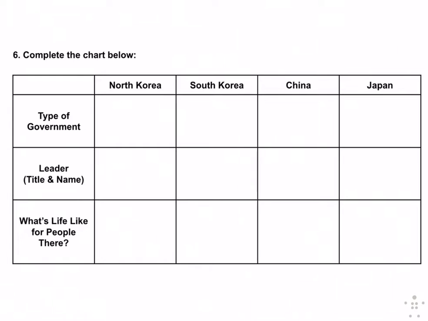We are talking about government systems. Now we have 4 different types of government systems that we're going to talk about. North Korea, South Korea, China, and Japan. So let's go ahead and go one by one. I'm going to start off with North Korea. So the type of government that North Korea has is a totalitarian communist state.